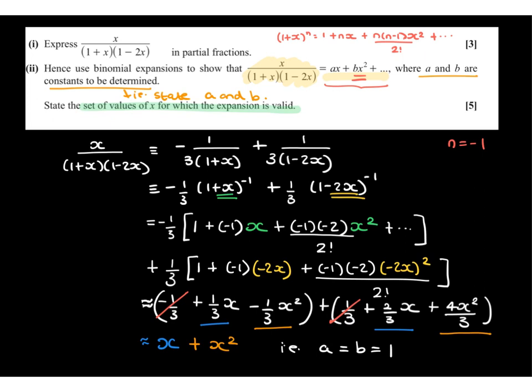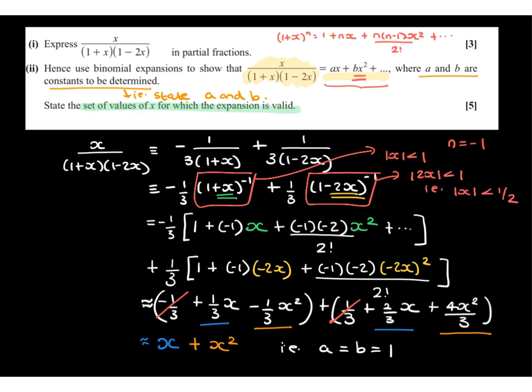So let's look at each part of this now. From here, we can see that this expansion here is going to be valid for mod x less than 1. And this part over here is going to give us mod 2x less than 1, or mod x is less than a half. Remember, we've talked about this in the previous topic on the binomial expansion. When we have got multiple validity conditions, we always take the stricter of the two, and the stricter of the two is this one. So the set of values for which the expansion is valid is mod x is less than a half, or negative a half is less than x is less than a half.